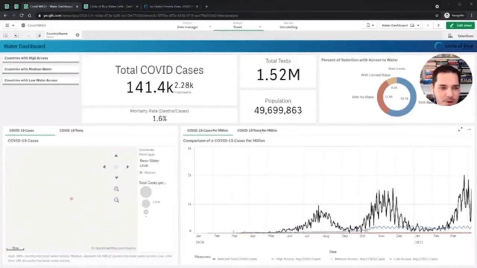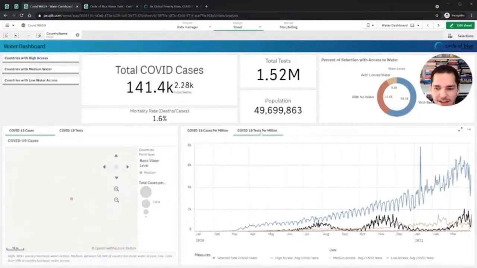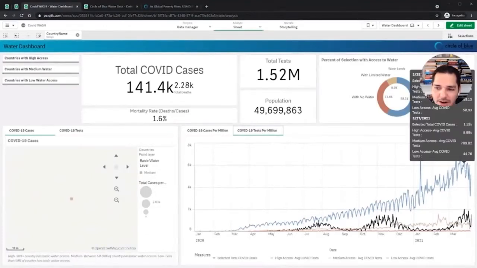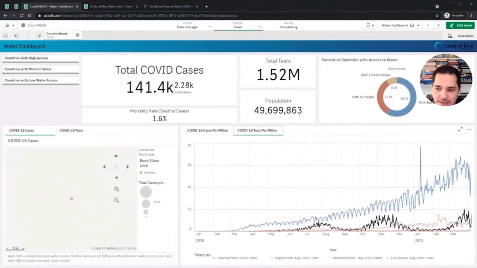There's always issues with reporting on cases in the data there, but actually the data on the tests is fairly good. And we see in blue, that's the number of people that have access to basic water. They're actually getting more tests than those that have medium or low access to water. And this is a really bad issue, of course.